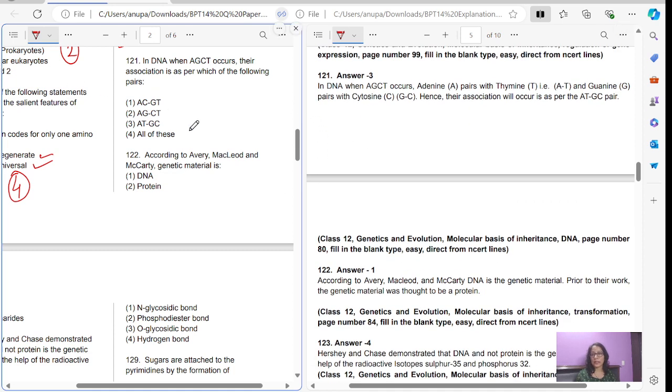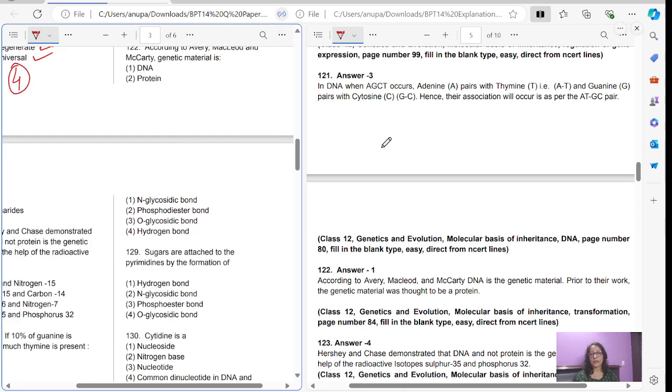Question number 121 states that in DNA, when AGCT occurs, their association is as per which of the following pairs? So we know that in DNA, when AGCT occurs, then the association will take place in this way. That is, A will pair with T and G pairs with C. That is pairing occurs between ATGC. So let's check the options. The first option is ACGT. This is wrong. AGCT. This is wrong. This is ATGC. This is right. The pairing takes place between A and T and between G and C. So the answer will be option number 3, ATGC.